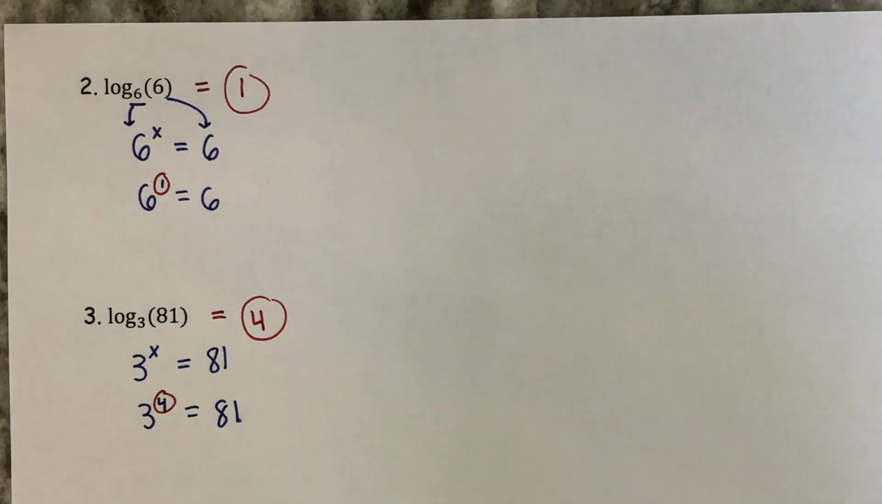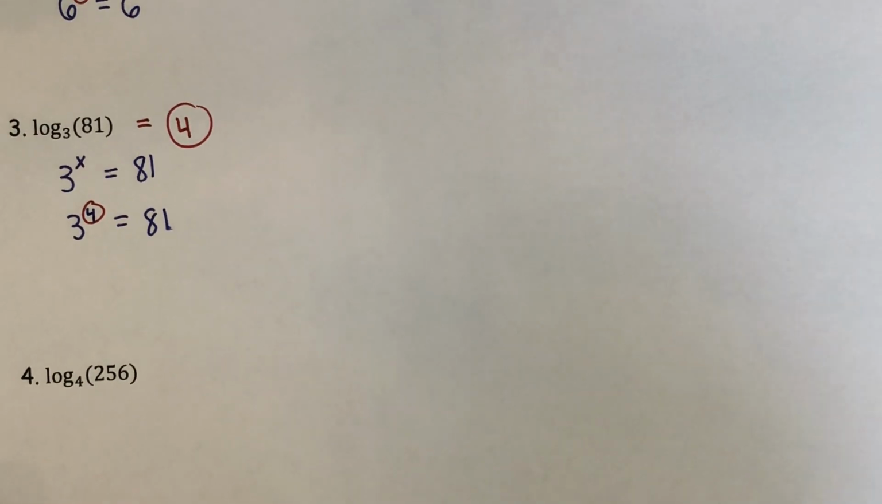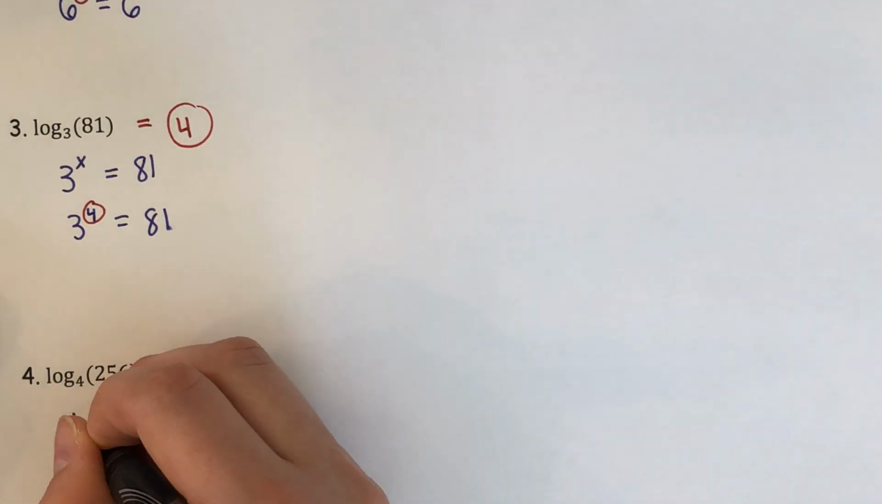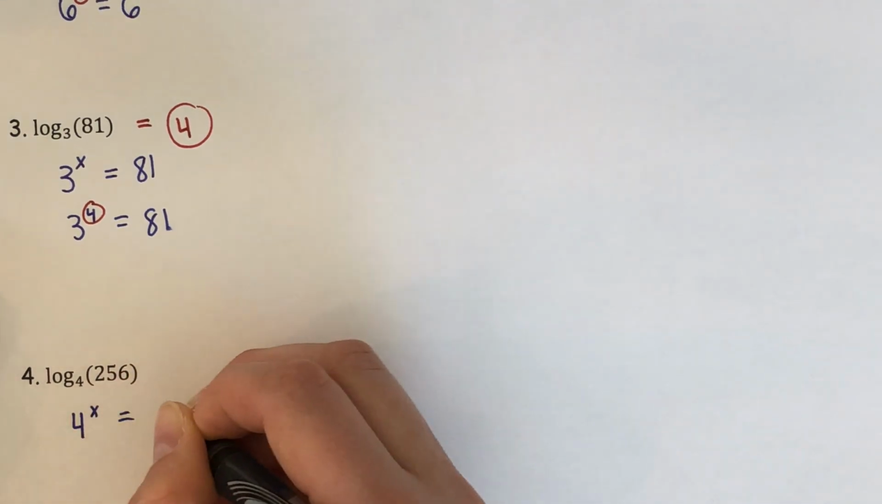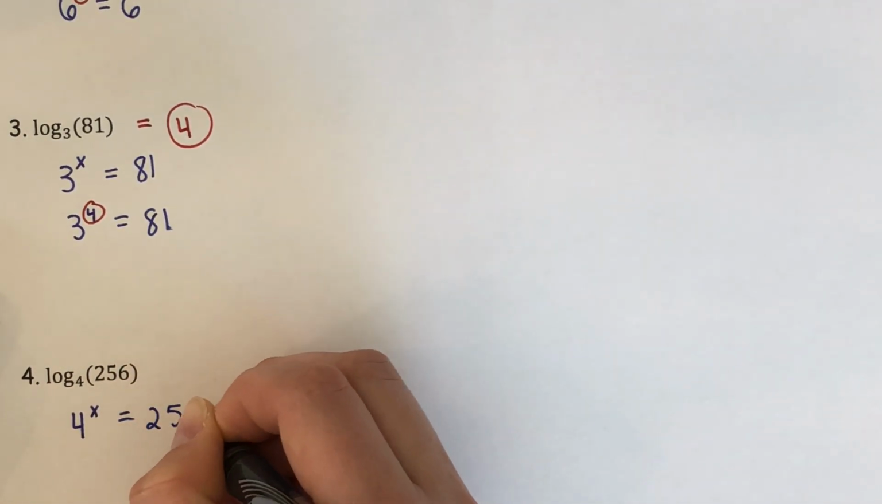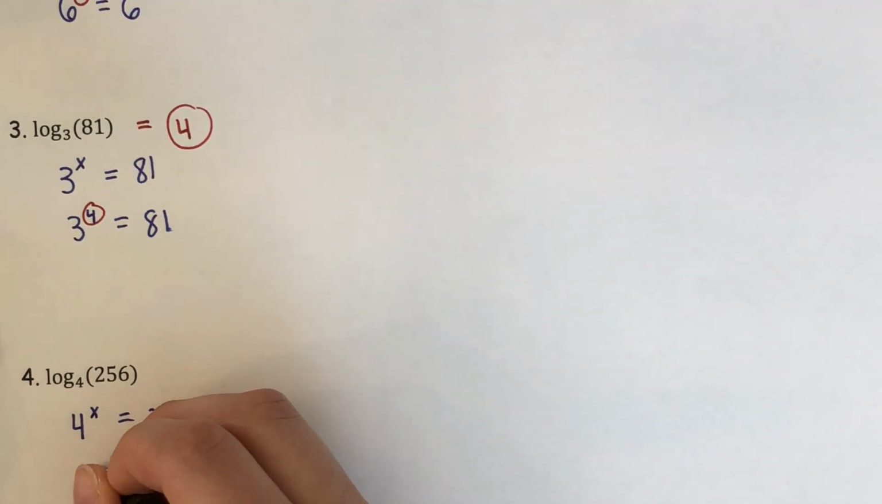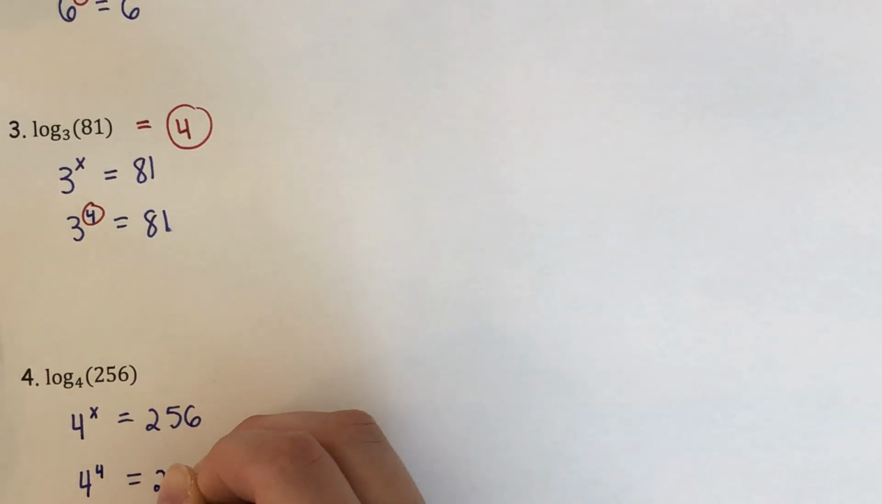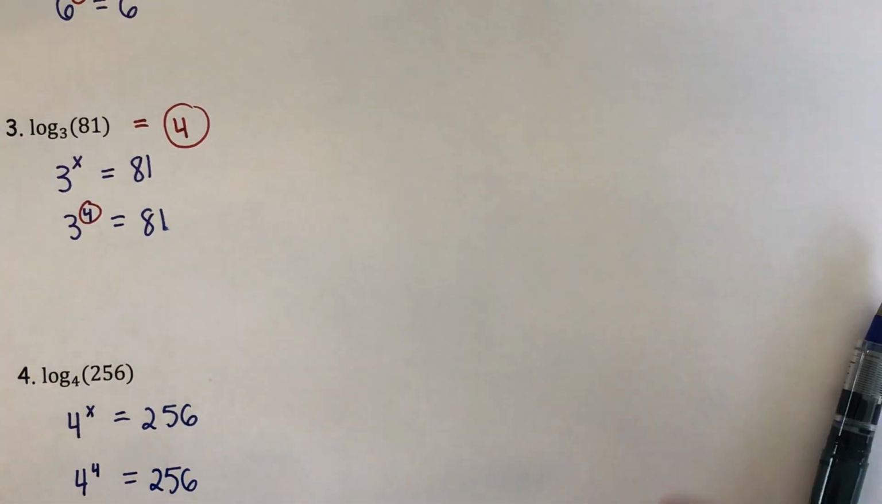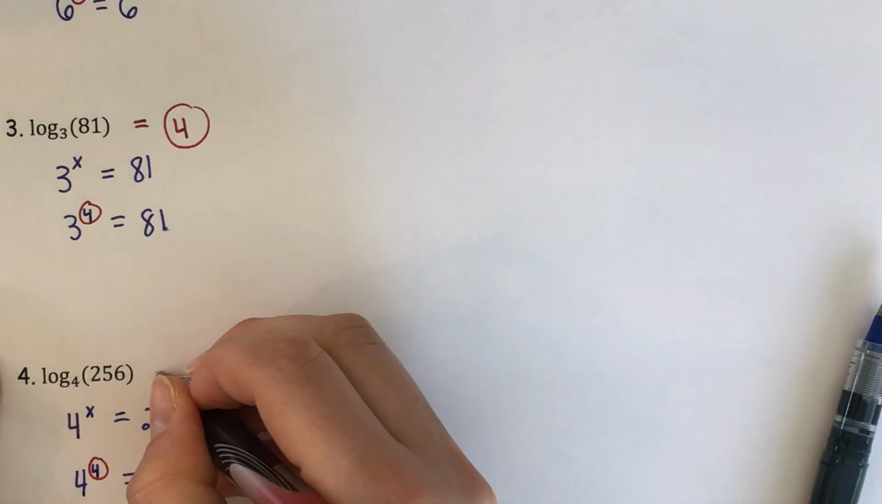And last problem we're going to look at is right here, log base 4 of 256. So 4 to what power equals 256? And if you tried some things in your calculator, you should figure out that 4 to the power of 4 equals 256, which means that 4 is our answer.